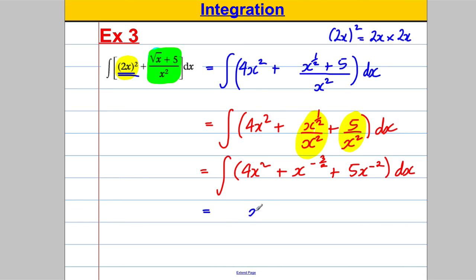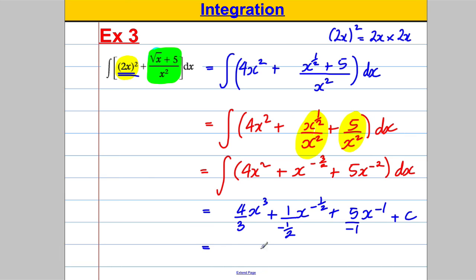Add 1 to the power, x cubed, divide by the new power, 4 divided by 3. Add 1 to the power, negative 3 over 2, add 1 is x to the negative a half, and divide by negative a half, so it's going to be plus 1 divided by negative a half. Here, add 1 to the power, so it's going to be x to the negative 1, keep that plus there by the way, and we're going to divide by negative 1, so 5 divided by negative 1, plus constant.